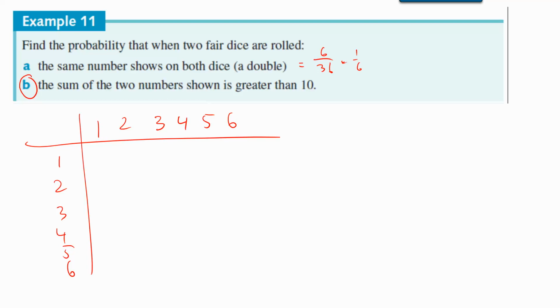Part B, it's all about laying out your diagram. So your diagram didn't have to be getting 1, 1, 1, 2, 1, 3. It depends on the question. Now the question says the sum of the two numbers shown is greater than 10. Now what you can do is rewrite all of this as a sum. 1 plus 1. If you got 1 and a 1, the sum would be 2. If you got 1 and a 2, the sum would be 3. If you got 1 and a 3, it'll be 4, 5, 6, 7.